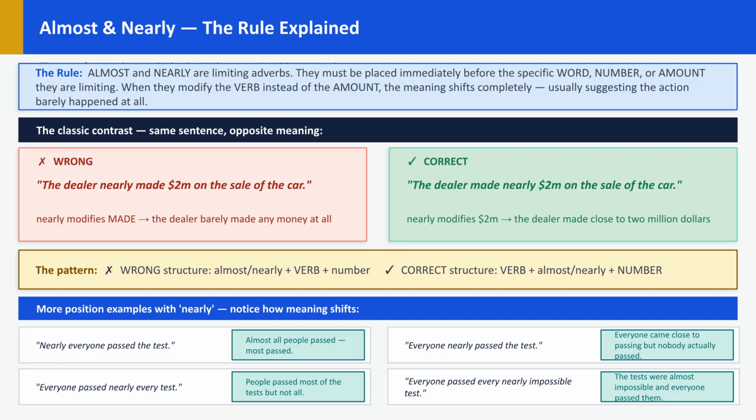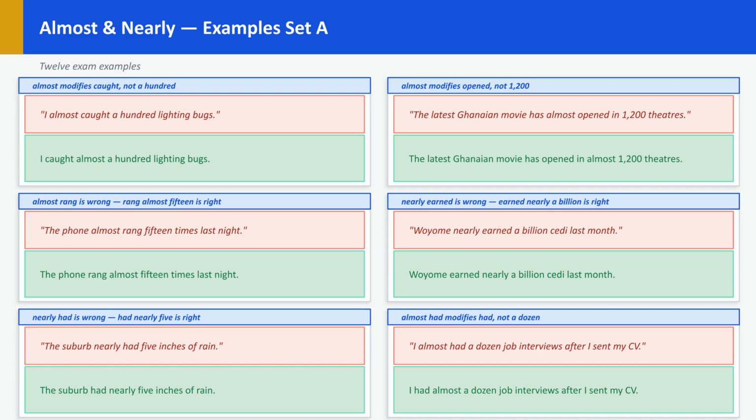Almost and nearly are limiting adverbs that must precede the specific number, word, or amount they limit. Misplacing them can drastically change the meaning. Notice the pattern: verb plus almost/nearly plus number is correct. In this set of examples, we see how moving almost or nearly immediately before the number or amount corrects the original ambiguous sentence. The correct placement is key.